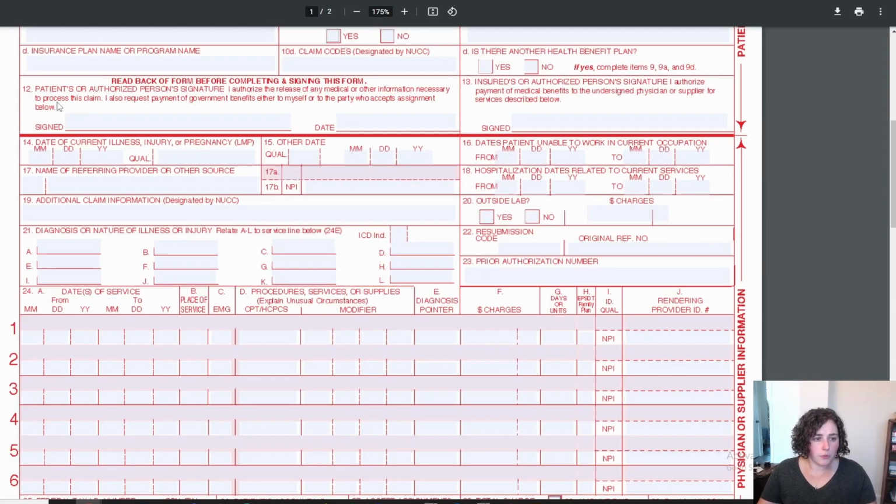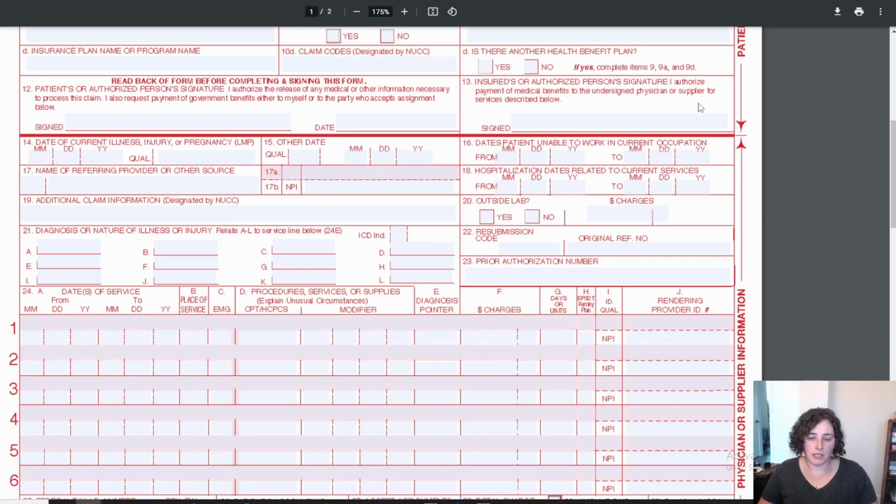So for section 12, it says patient's or authorized person's signature. Now, if you are filling out a paper version of a CMS 1500 form, this is where either the patient would sign or you would indicate signature on file or SOF, or you would say no signature on file. Now, if you are utilizing an EMR, this actually generates with a checkbox and then it says signature on file or SOF. Number 13 here, it says insured or authorized person's signature.